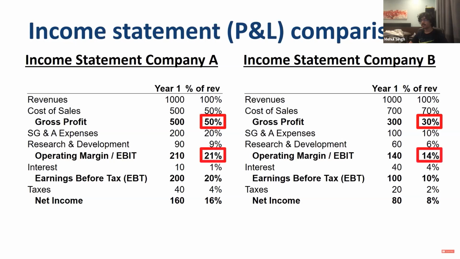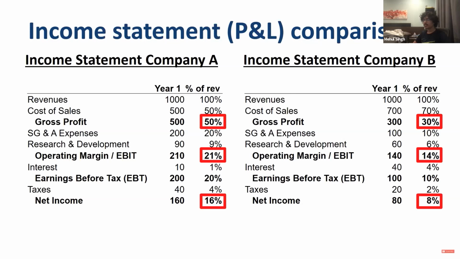Company A has an operating margin of 21%, while Company B has an operating margin of 14%. So the 20 percentage points difference, 50% versus 30%, on the gross profit level has shrunk to 7 percentage points, 21% versus 14%, on the operating margin level. Net income as a percentage of sales, often called return on sales, is 16% for Company A and 8% for Company B.